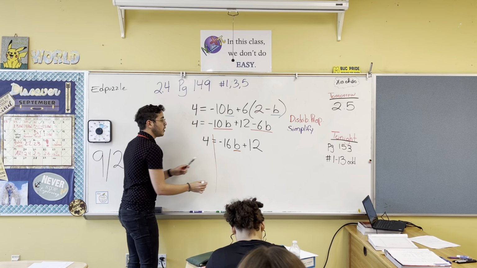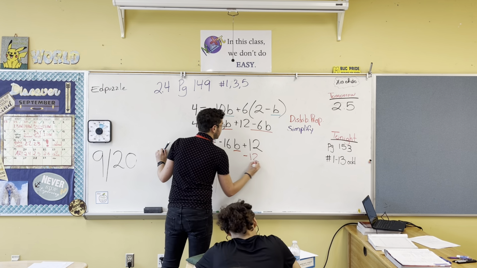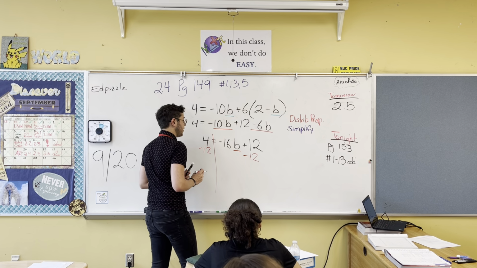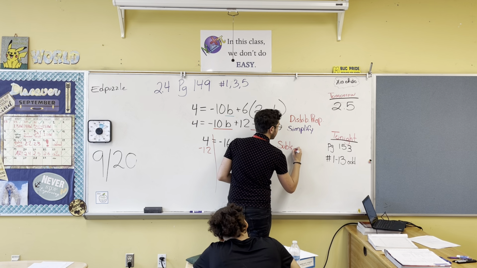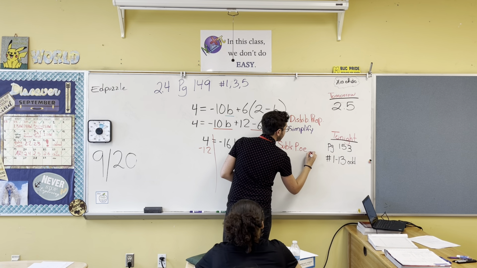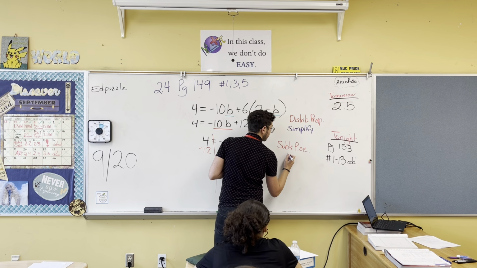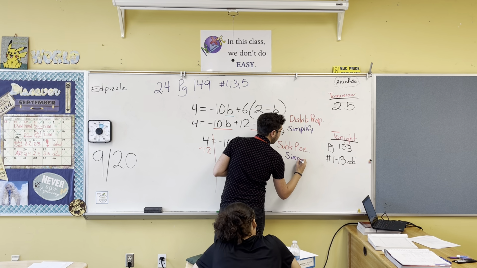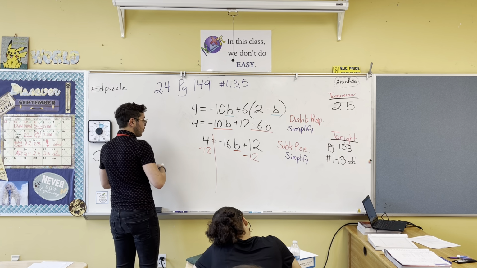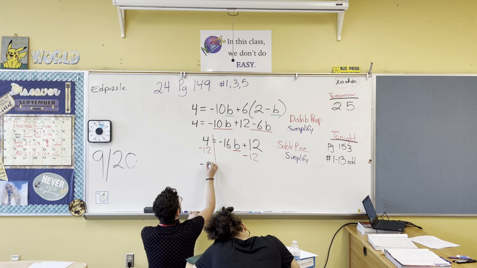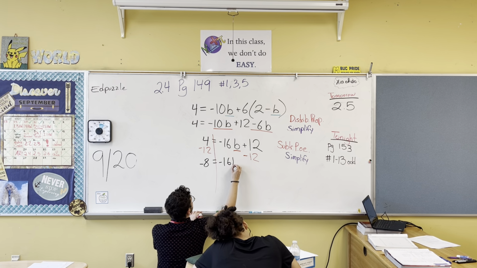The plus 12. What's the opposite of adding 12? Negative 12. Subtracting 12, which means what property of equality was that? The subtraction property of equality. And after we use the property of equality, we're always going to simplify. So we end up getting negative 8 is equal to negative 16b.